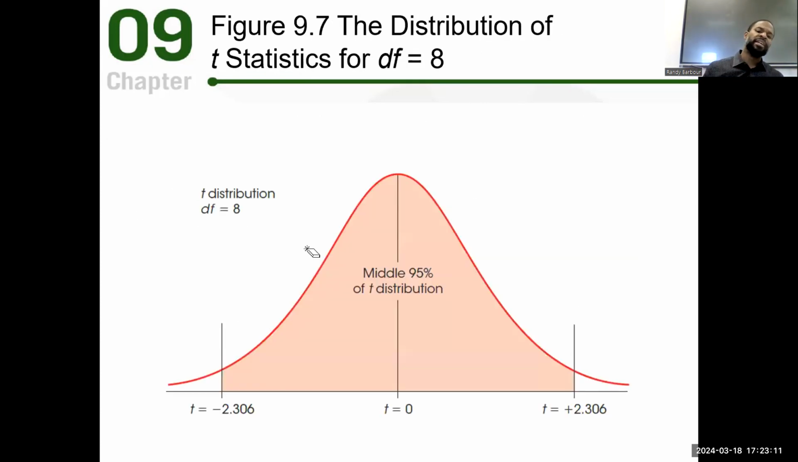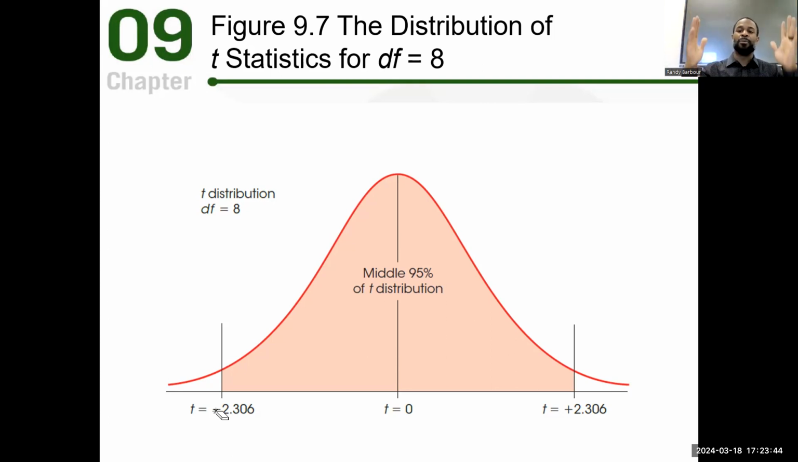But here is the distribution. If your value falls anywhere in here, in our hypothesis testing procedure, that means we're going to reject the null hypothesis. But we're 95% confident that our value is going to fall somewhere in this shaded region. And that's the key to this confidence interval. This is the value plus or minus 2.306.